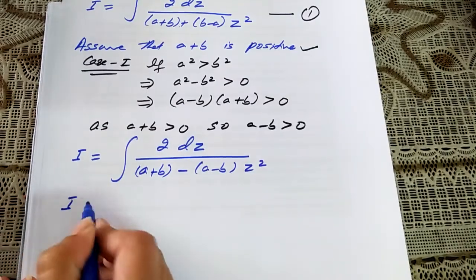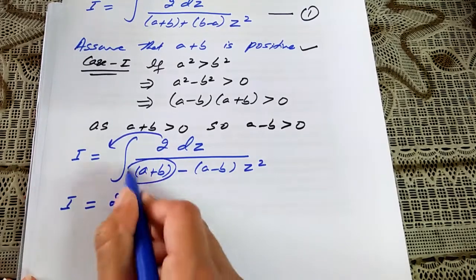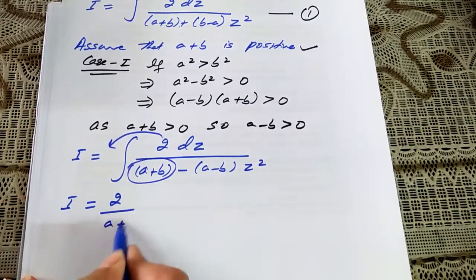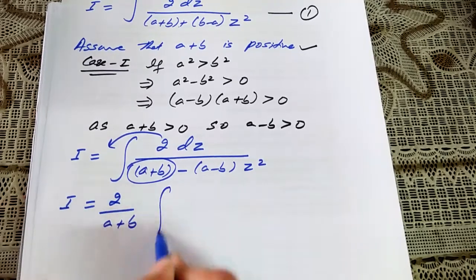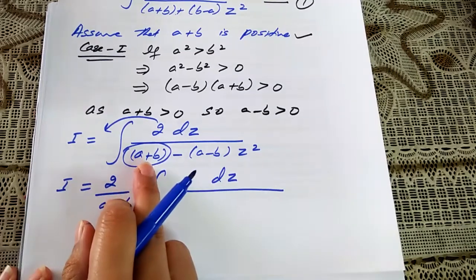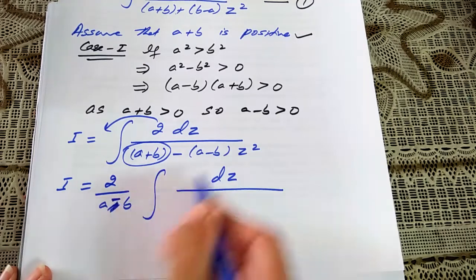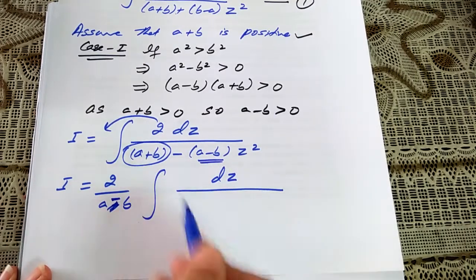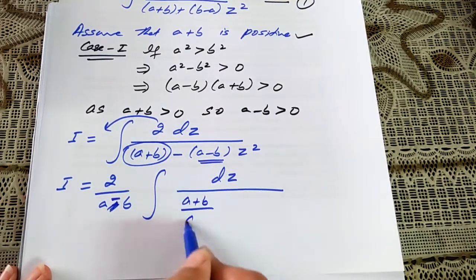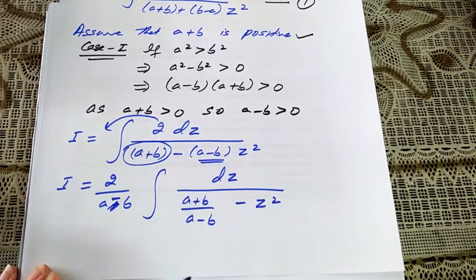Now this can be written as I is equal to, take this 2 outside, and I am also taking this a plus b common as well. 2 over a plus b, and inside the integration we will be left with dz over, here we can write I am taking a minus b common, not a plus b. I am taking this term common. So it will be a plus b over a minus b minus z square will be left here.